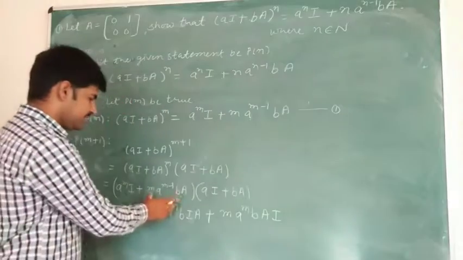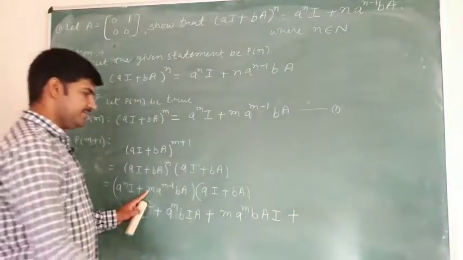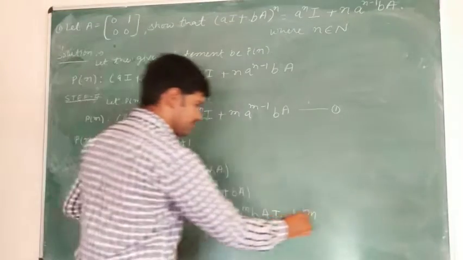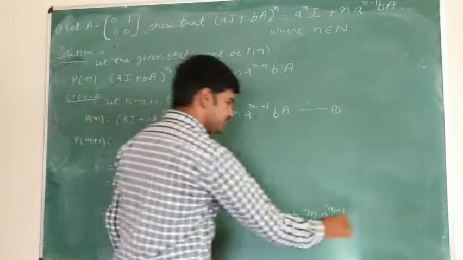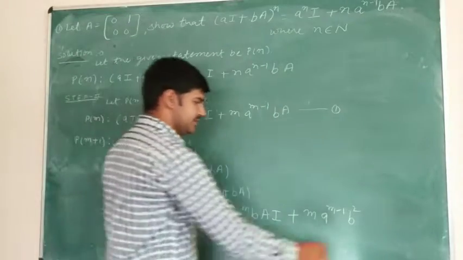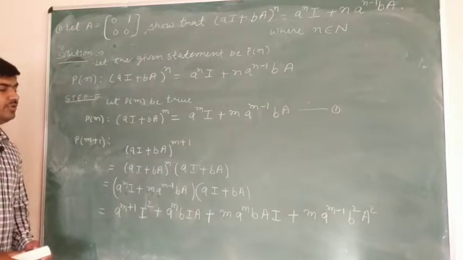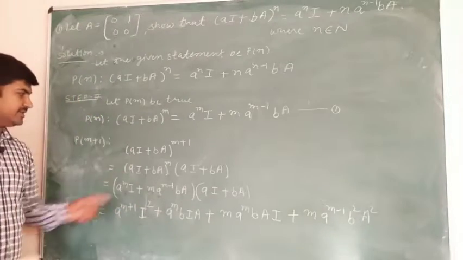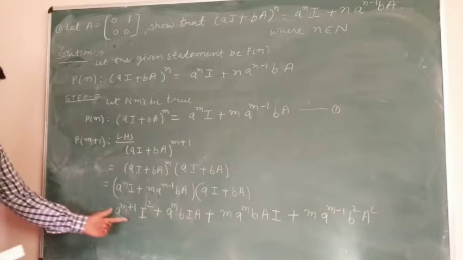Okay, and then this particular term will be multiplied by this one, so plus m times A raised to the power m minus 1. B multiplied by B is B squared, and A times A is A squared. So this is what we have got, students. Now we have to prove this is equal to the RHS of P(m+1). This is the LHS of P(m+1) going on, and now we have to prove it equal to the RHS.